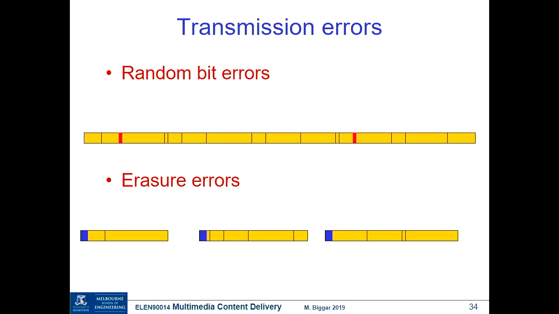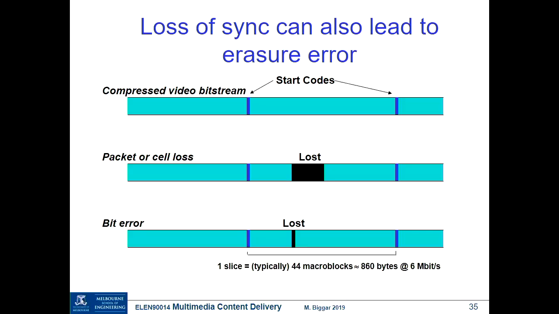If we lost data in a packet-based system, and particularly if we lost header information, then this could be like an erasure error, in the sense that even though it's an error that might only affect one bit or a few bits, if it's in the header, then it could mean that we lose our entire packet. And the loss of sync when we're reading code words can mean that just an isolated bit error can have exactly the same effect as an erasure error.